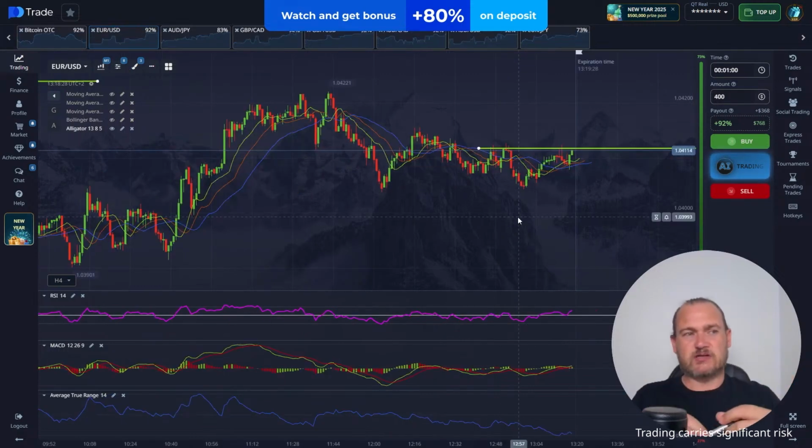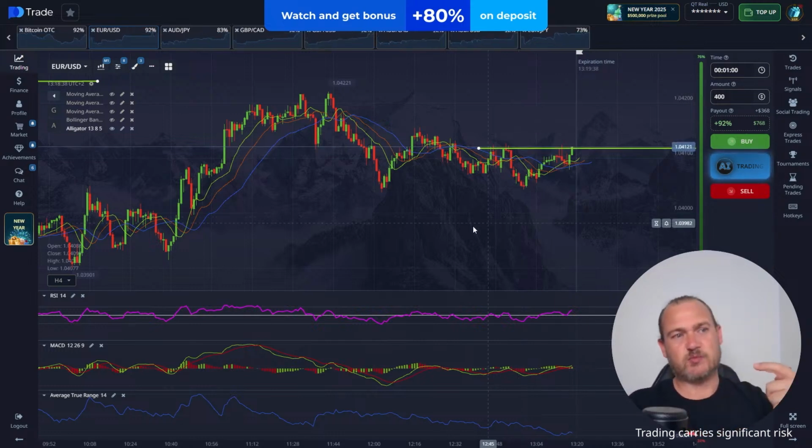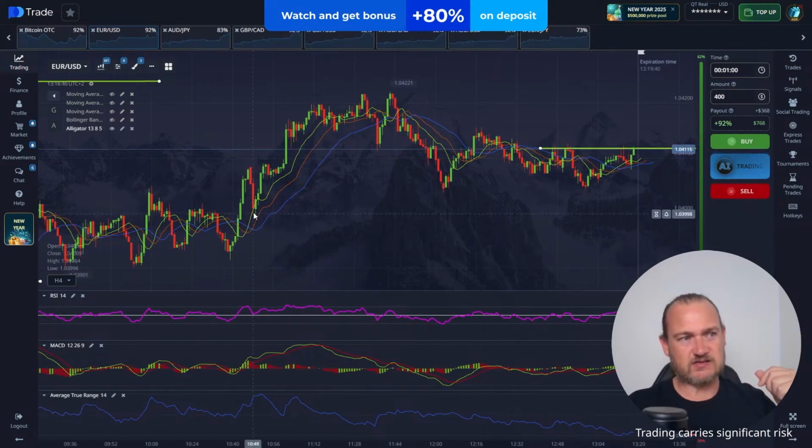Another thing to keep in mind as well: because the alligator consists of moving averages, these can also be used as dynamic support and resistance areas, and you're going to see this happen quite often. This was a great example where price came back and it just retested the support line there of the lips.